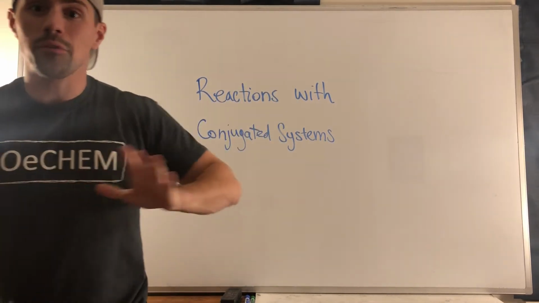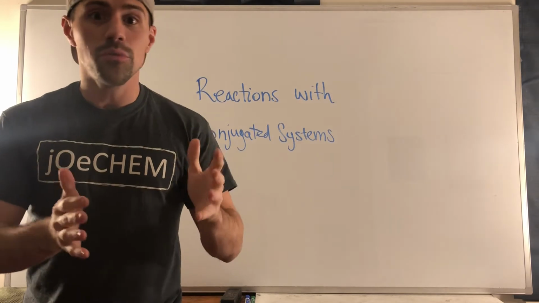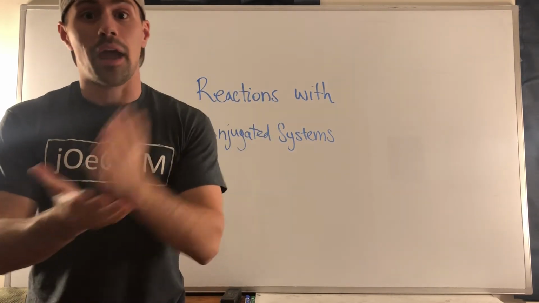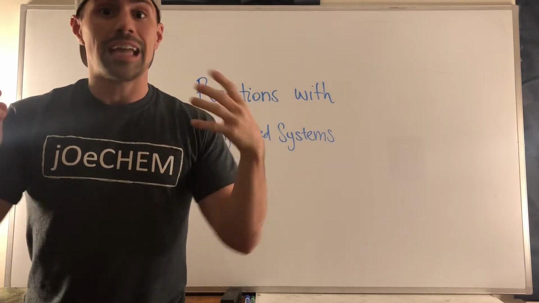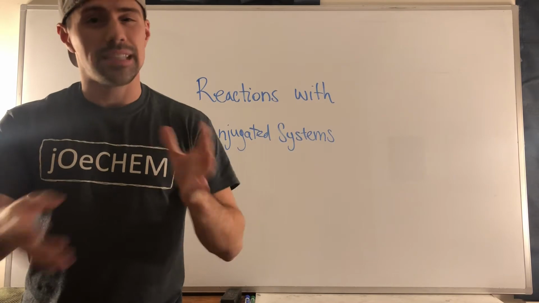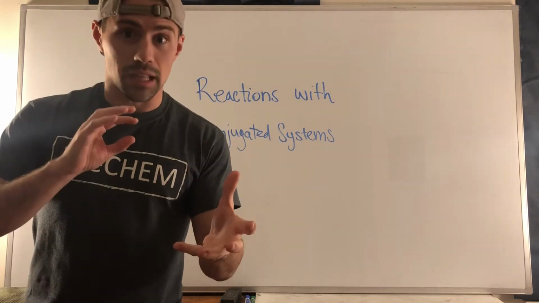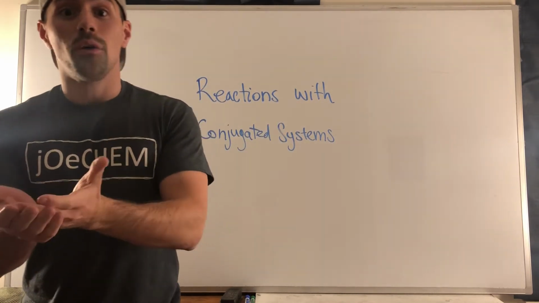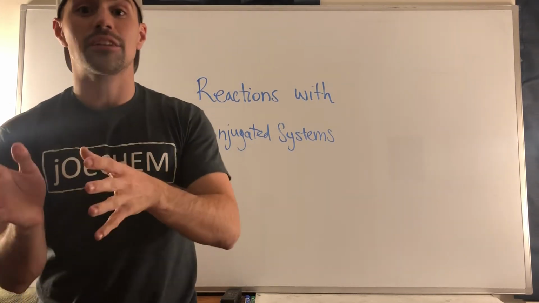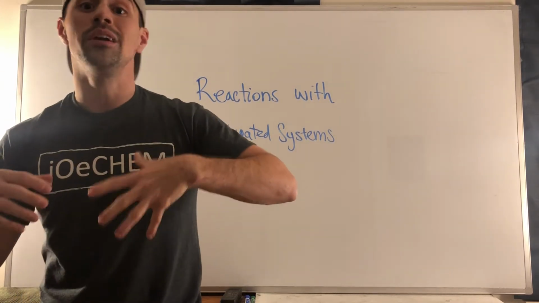Okay gang, so now that we are easing our way into jOeCHEM 2, we've talked about conjugated systems at this point, right? We've talked about a network of three or more sp2 atoms all in a row. We can see how electrons are delocalized, and that can affect not only the stability of a molecule, but how molecules behave in reactions that we've done and reactions that we will do in the future.